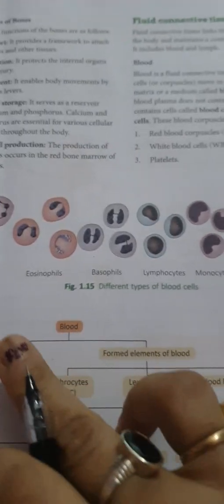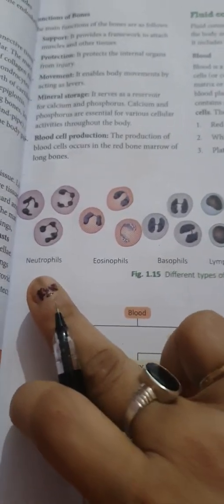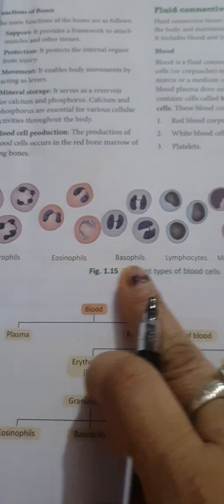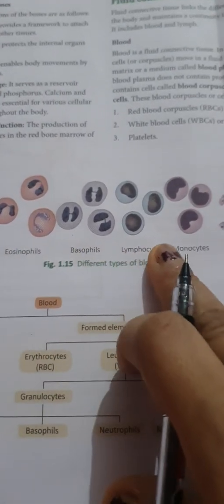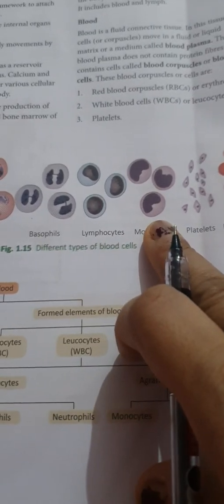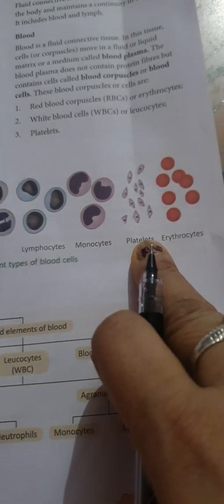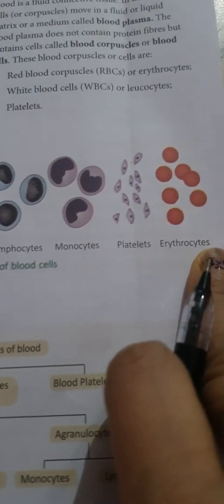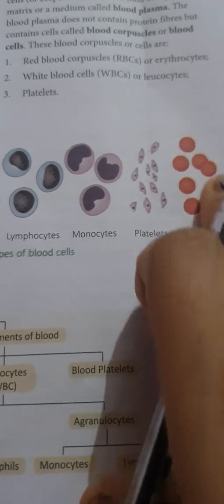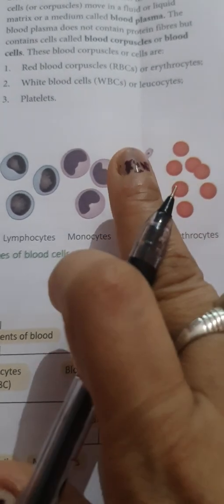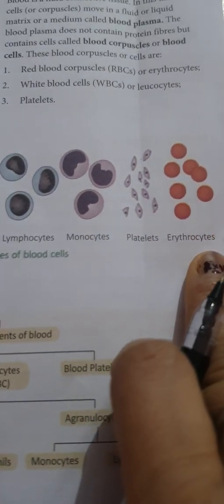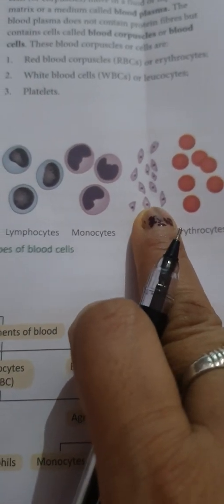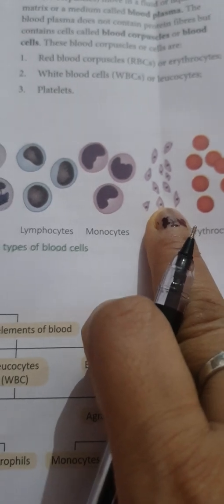So students, you can see in this picture there are neutrophils, eosinophils, basophils, lymphocytes, monocytes, platelets and the erythrocytes. Erythrocytes are your red blood cells. This color shows red due to red blood cells having hemoglobin. These are the platelets, which help in the clotting of blood.